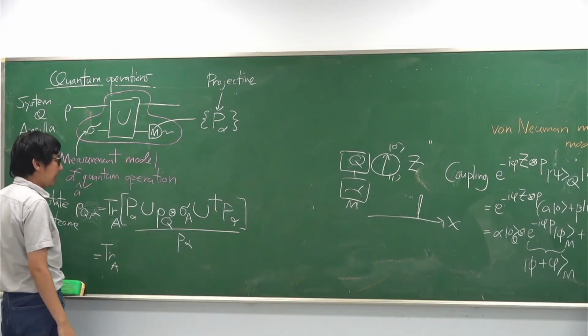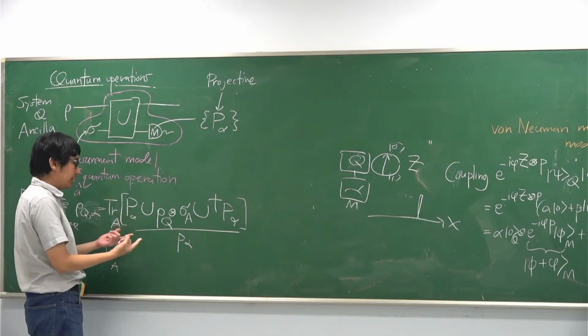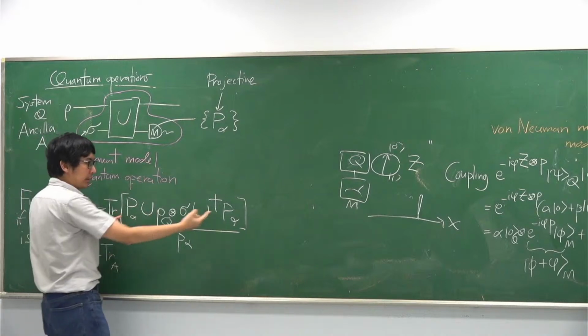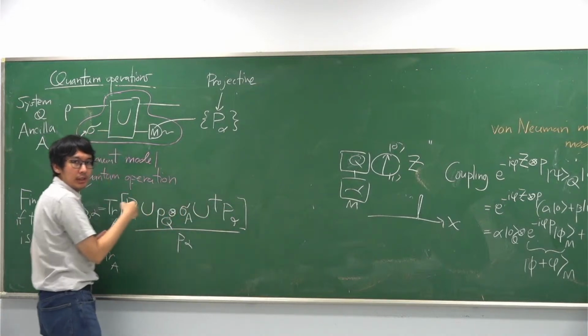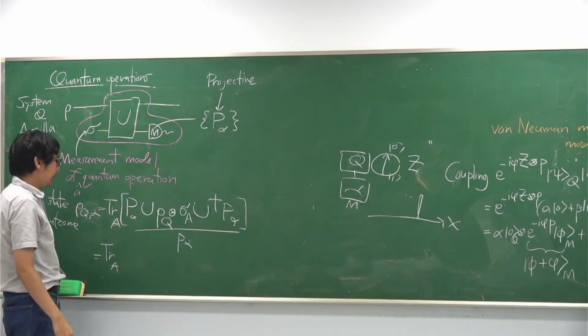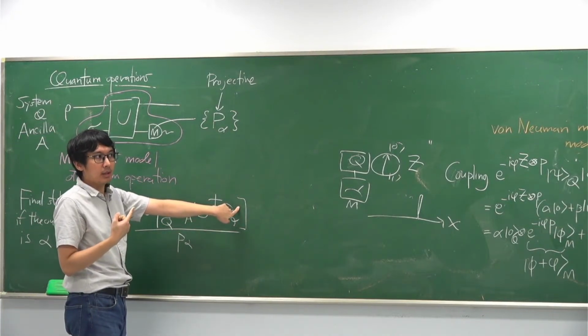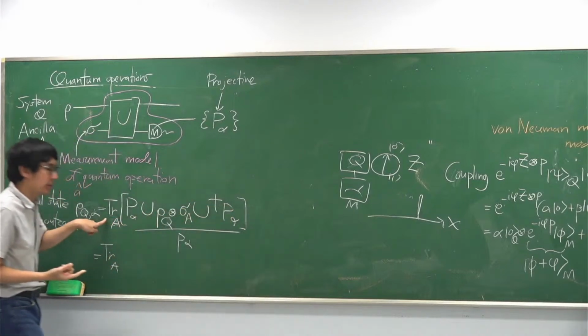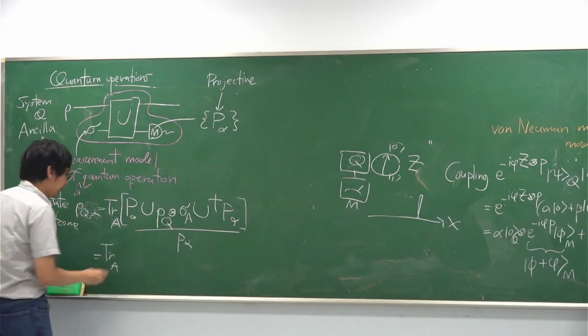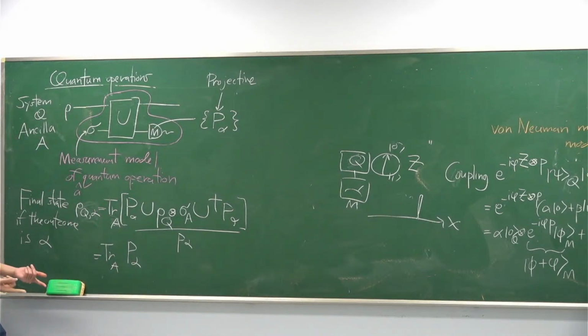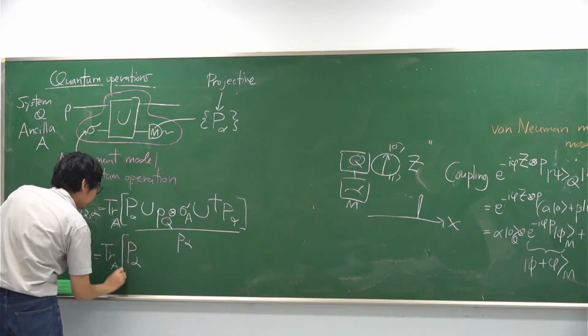If you want to simplify a bit more, because of the cyclicity of the trace, I can bring the projector from here to here, right? It's important that this projector is on the ancilla only, because this trace is only on the ancilla. And then since it's a projector, it's equal to its own square.